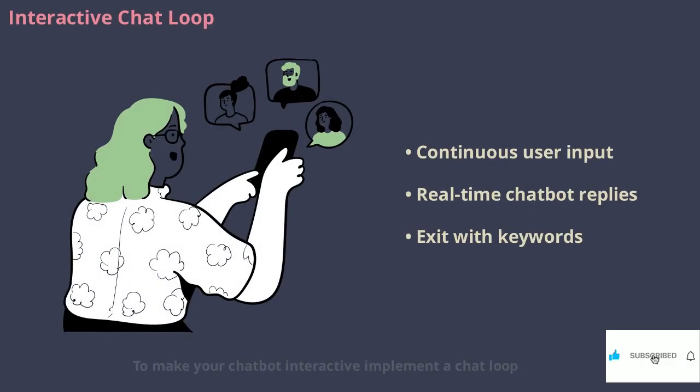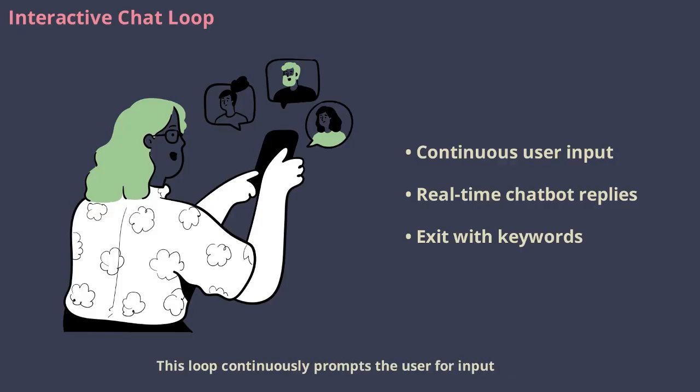To make your chatbot interactive, implement a chat loop. This loop continuously prompts the user for input, sends messages to the chatbot, and prints the assistant's replies. Users can type quit, exit, or bye to end the conversation. This simple loop brings your chatbot to life, allowing real-time conversations and testing.